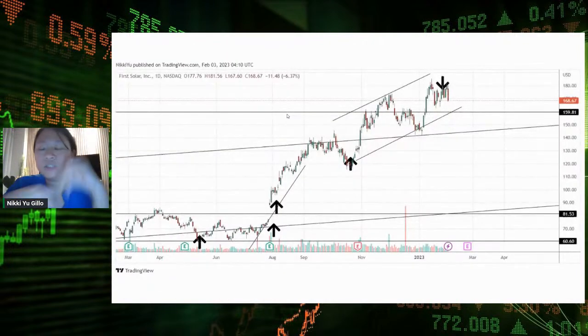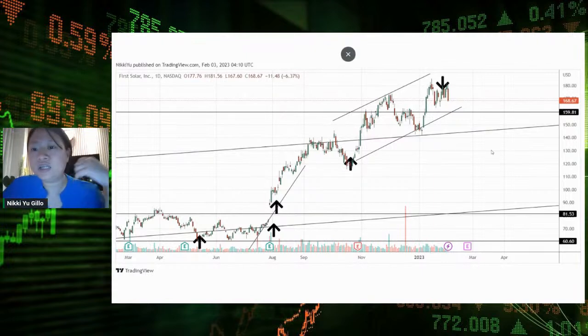Okay, so let's also check out First Solar. We got a downgrade on First Solar, and the market reacted to the downside. It's very clear here in this setup that the $180 mark has become resistance multiple times. So it wasn't just a resistance last night, it was a resistance for several weeks already.